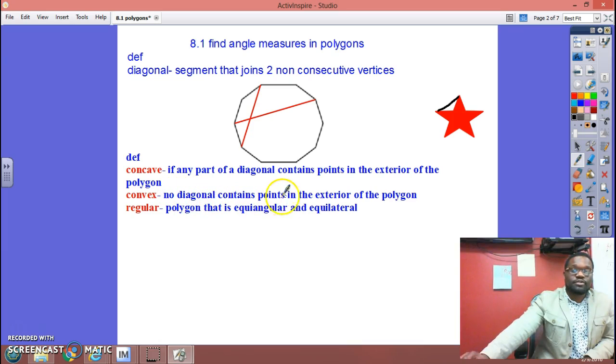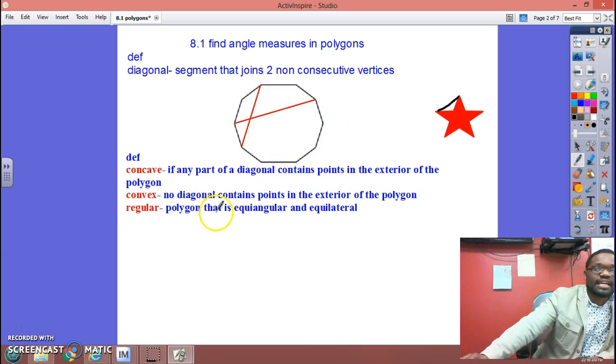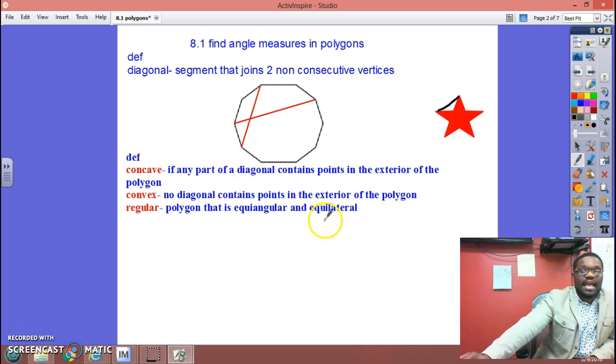Convex, no diagonal contains points in the exterior or outside. So this right here would be convex, and this would be concave. So whenever you have those blanks of space, then you can call it concave, and if all the diagonals are on the interior, that's convex. And a regular polygon is one that is equiangular, all the angles are exactly the same, and equilateral, all the segments. So that word regular is very important because it tells you that everything is equal, the sides and the angles.